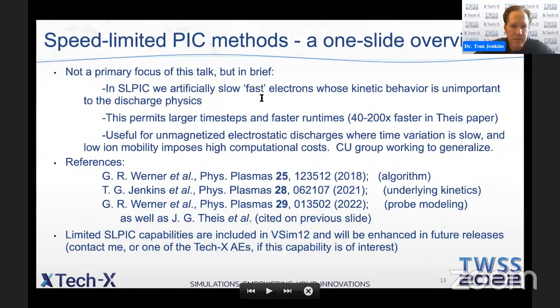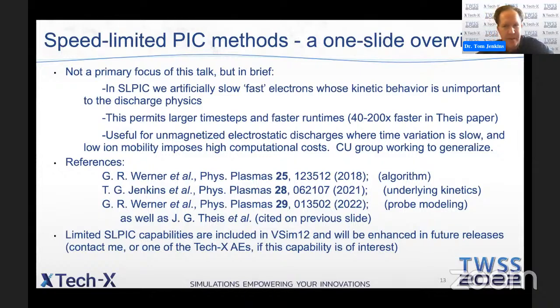So in SLPEC, what we do is we slow down those electrons. We make a rule that says they cannot exceed a certain speed, and we put on a threshold, a speed limit. We choose that threshold so that the only important electrons are the ones that are moving slower than that. Those will just follow conventional PIC dynamics. And then the ones that are faster than that will just do whatever they do. And hopefully it's not very interesting. And because we have slowed down the fastest electrons, we are able to take larger time steps and we're able to get much faster run times, order tens to hundreds of times faster than we would get from conventional PIC.